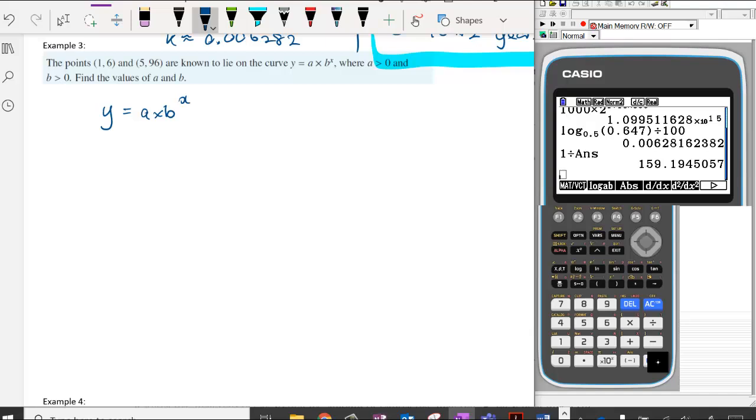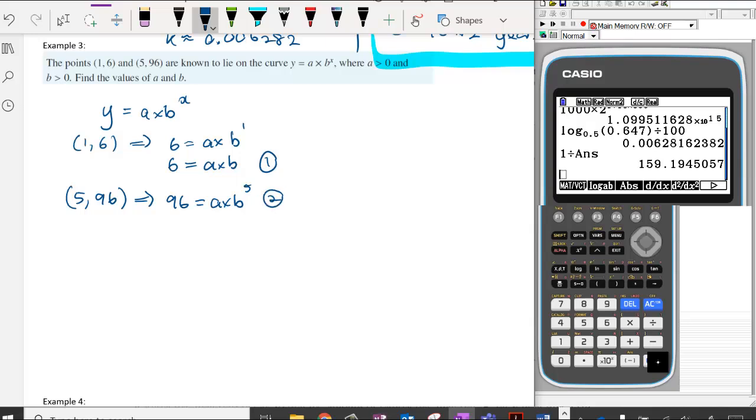Now we're given 2 points, so we know that when x is equal to 1, y is equal to 6. If we put that into our equation, we've got 6 is equal to a times b to the power of 1, or simply 6 is equal to a times b as our first equation. When x is equal to 5, y is equal to 96. When we put that in, we get 96 is equal to a times b to the power of 5. And there's our second equation.